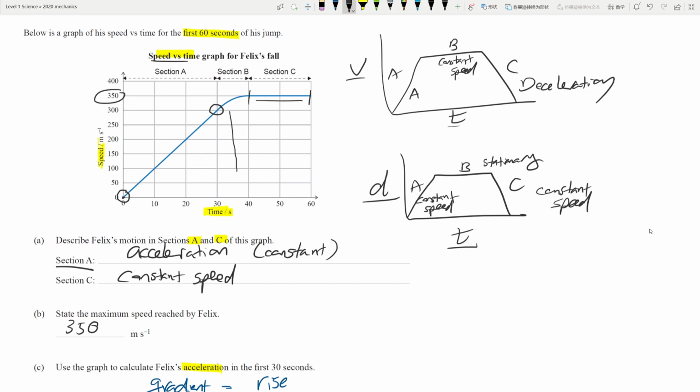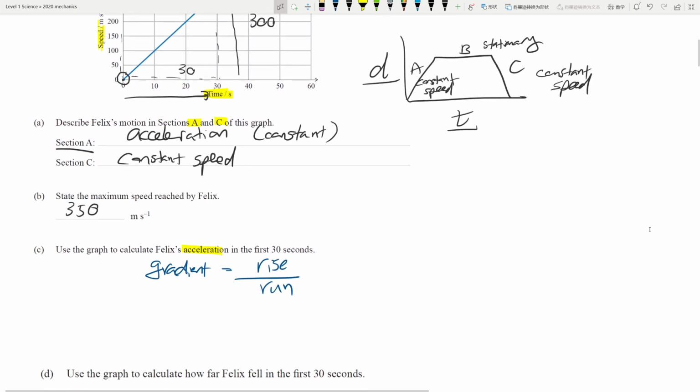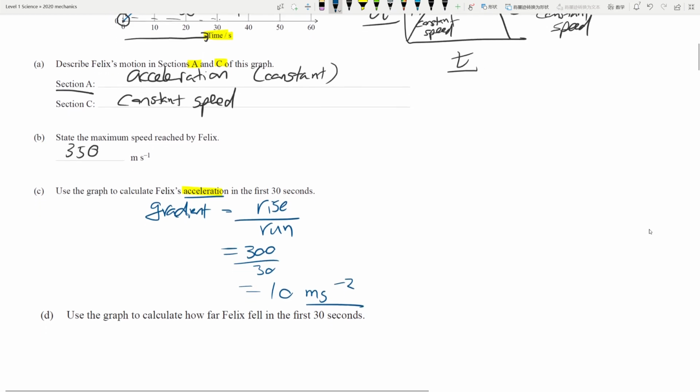So you went up by this high, which is 300. How much to the right did it go? Which is essentially asking yourself, what is the vertical distance? What's the horizontal distance? Okay, so it went 300 up and 30 to the right. So that's going to be 300 divided by 30, which is going to be 10 meters per second. All right, so the acceleration unit must be ms-2.